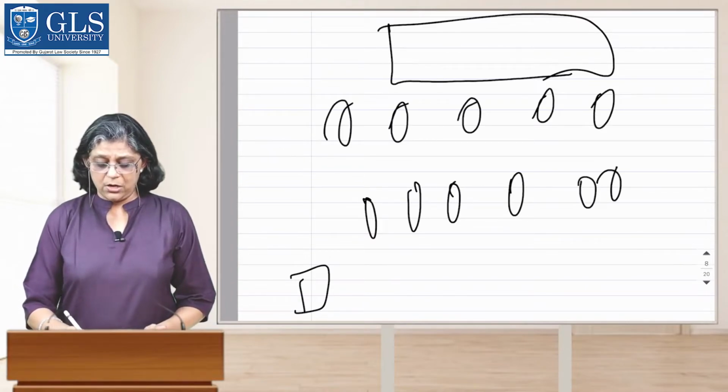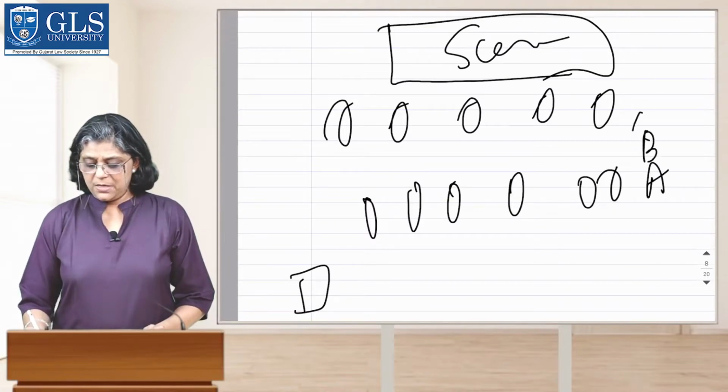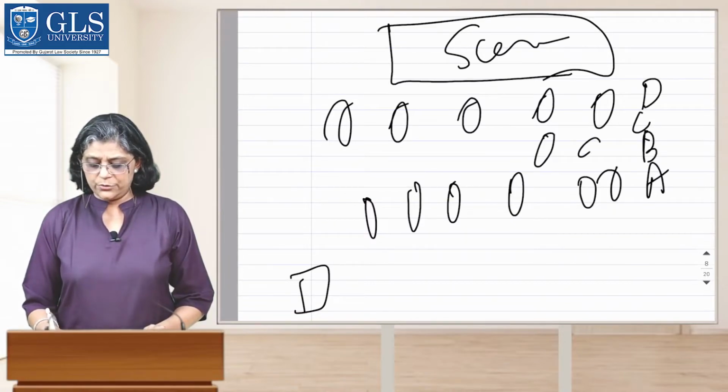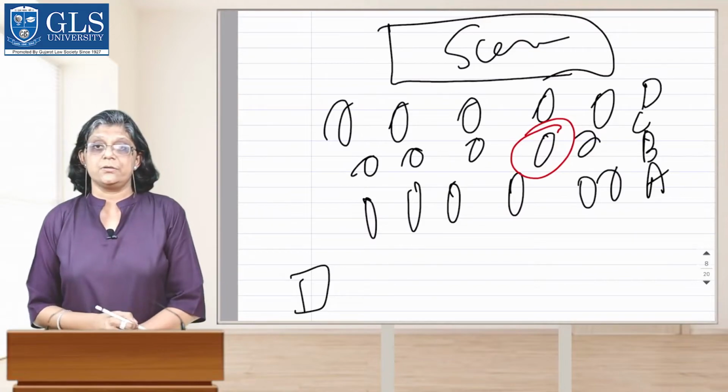Is it clear? These are all the chairs. This is the screen. But whatever it is, these are A, B, C, D, E. You have to sit here. What are you looking at in the seat? What will you see? This position.